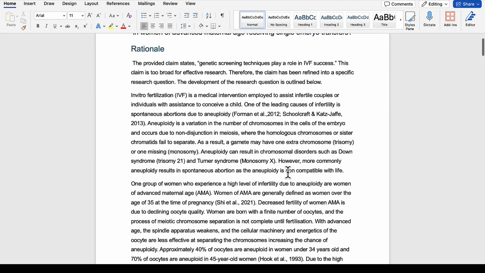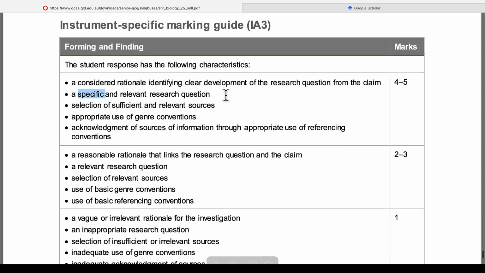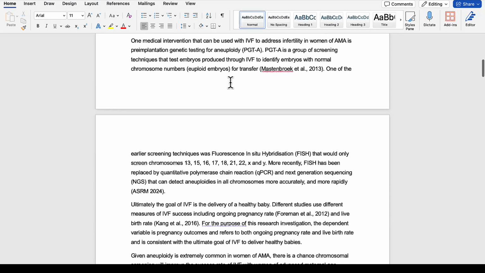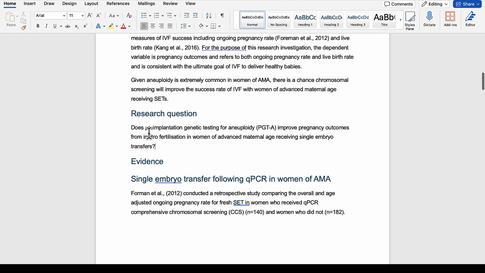Now, if we have a look at the rationale, let's have a look at the marking guide for the rationale. A considered rationale, identifying clear development of the research question from the claim. So we're going from a very broad claim to a very specific research question. A considered rationale shows clear development of the research question from the claim. So what do we need to talk about in our rationale? Well, it's everything that's in the research question.